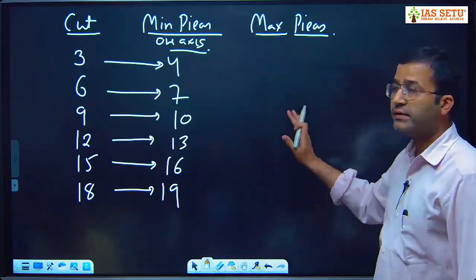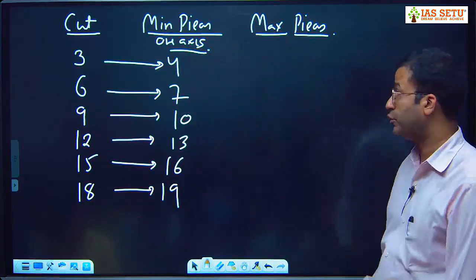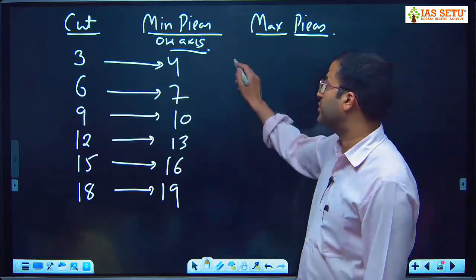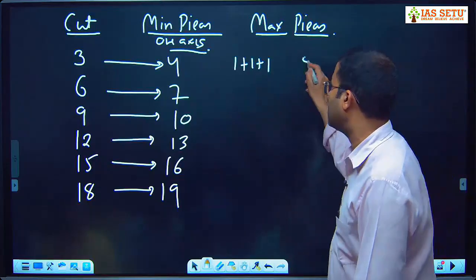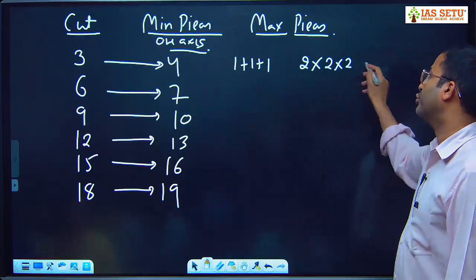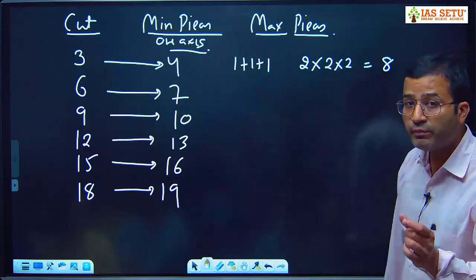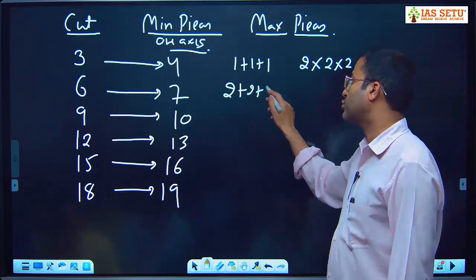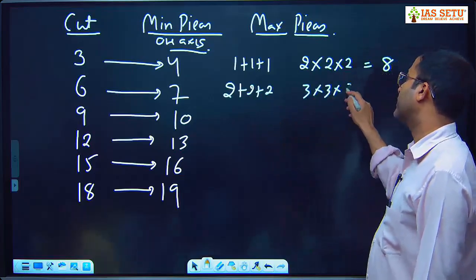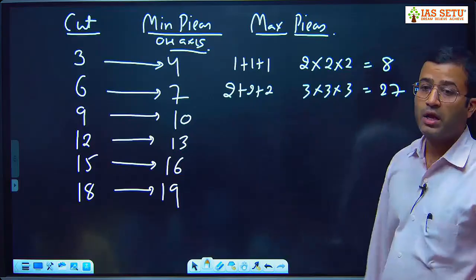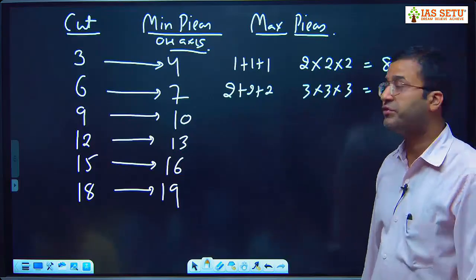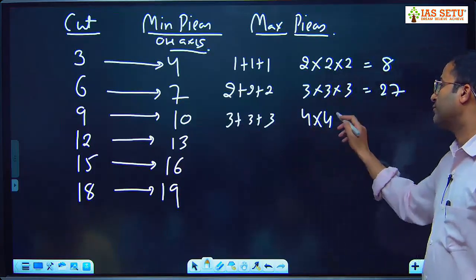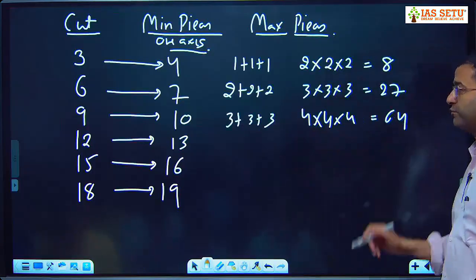Now here we try maximum. I solved 2 questions for you. If with 3 cuts I'm looking for maximum pieces, the best distribution is 1 plus 1 plus 1 cut. Number of pieces will be 2 into 2 into 2, 8. If I have to make the maximum number of pieces with 6 cuts, I distribute the cuts 2 plus 2 plus 2. Number of pieces 3 into 3 into 3, 27. With 9 cuts, 3 plus 3 plus 3, number of pieces 4 into 4 into 4, 64.